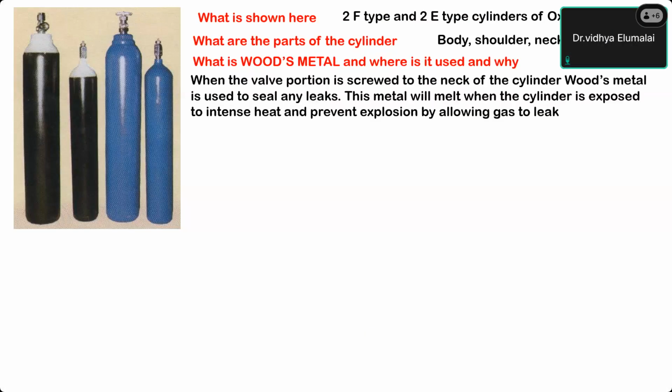At higher temperature it melts. See, this is the valve portion. This is the metal portion, which will be screwed into the neck portion. It is just rotated and fixed into the groove. So the valve portion is screwed to the neck of the cylinder, and wood metal is used during that time to seal any leaks. This metal will melt when the cylinder is exposed to intense heat and prevent explosion by allowing gas to leak out. That's the purpose of wood metal.